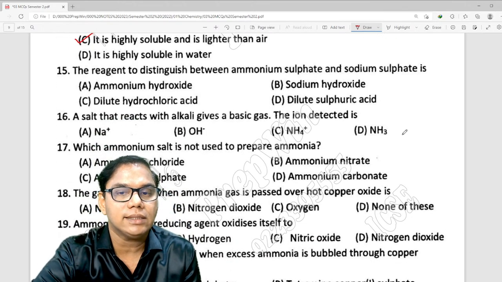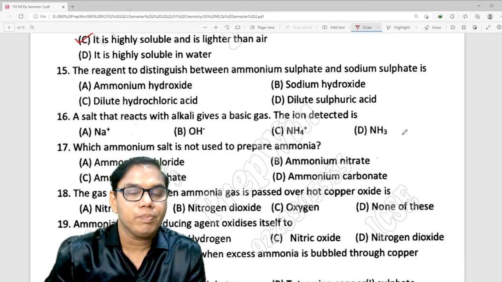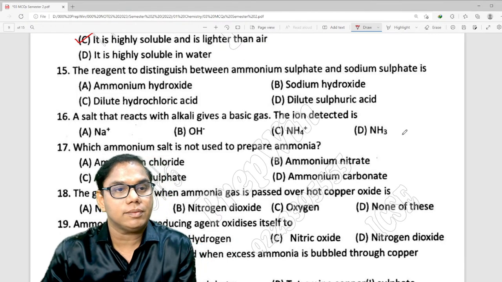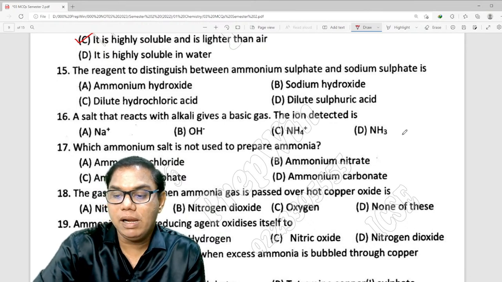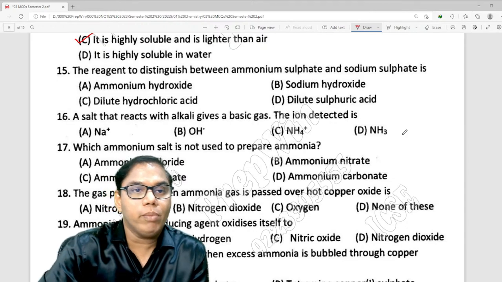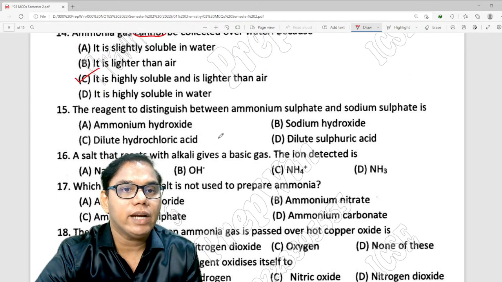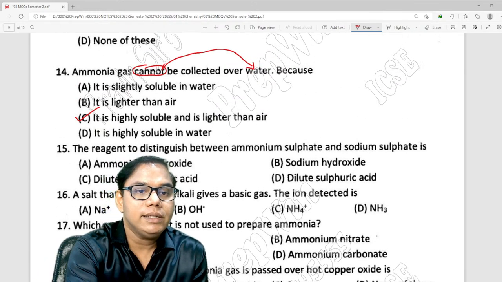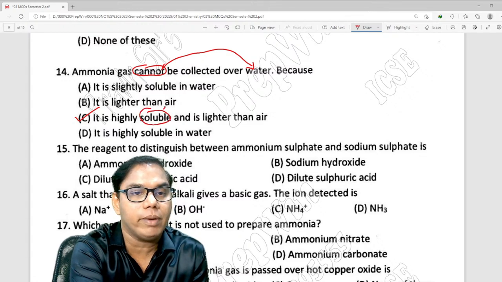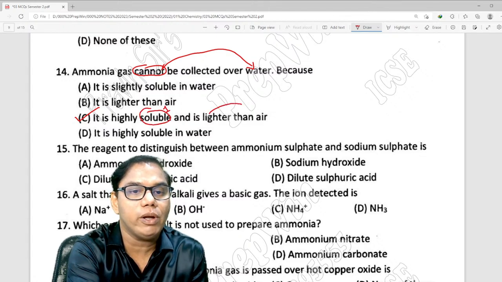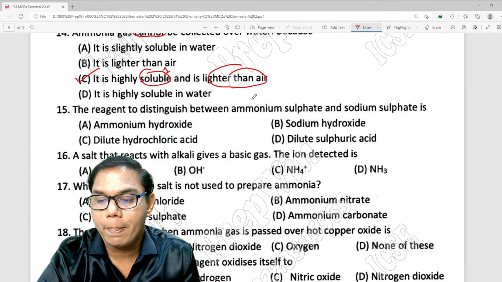What is the correct answer for 15th? Please type your question number also. To collect over water, the requirement is that it should be soluble in water. This is one requirement. And the second requirement is that it should also be lighter than air.